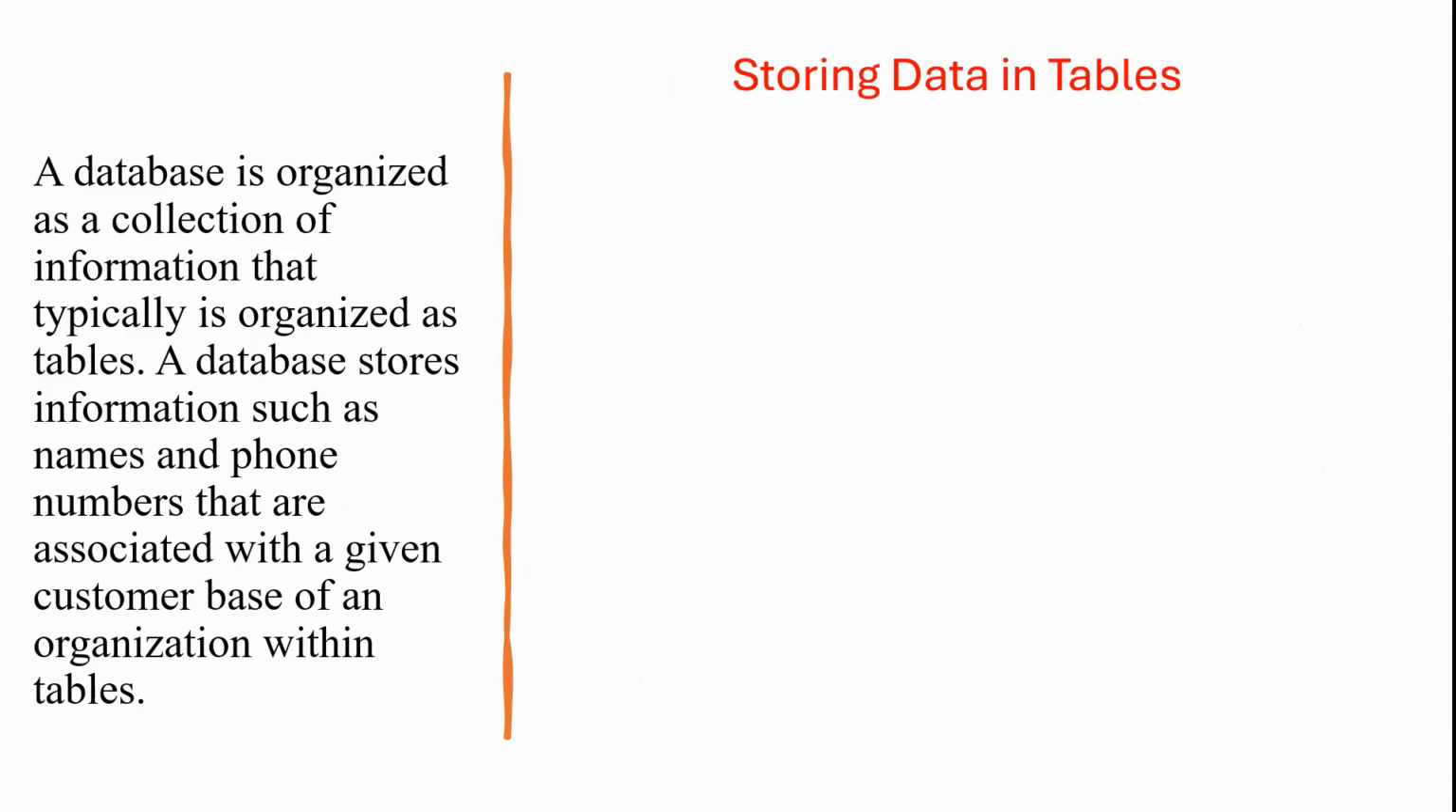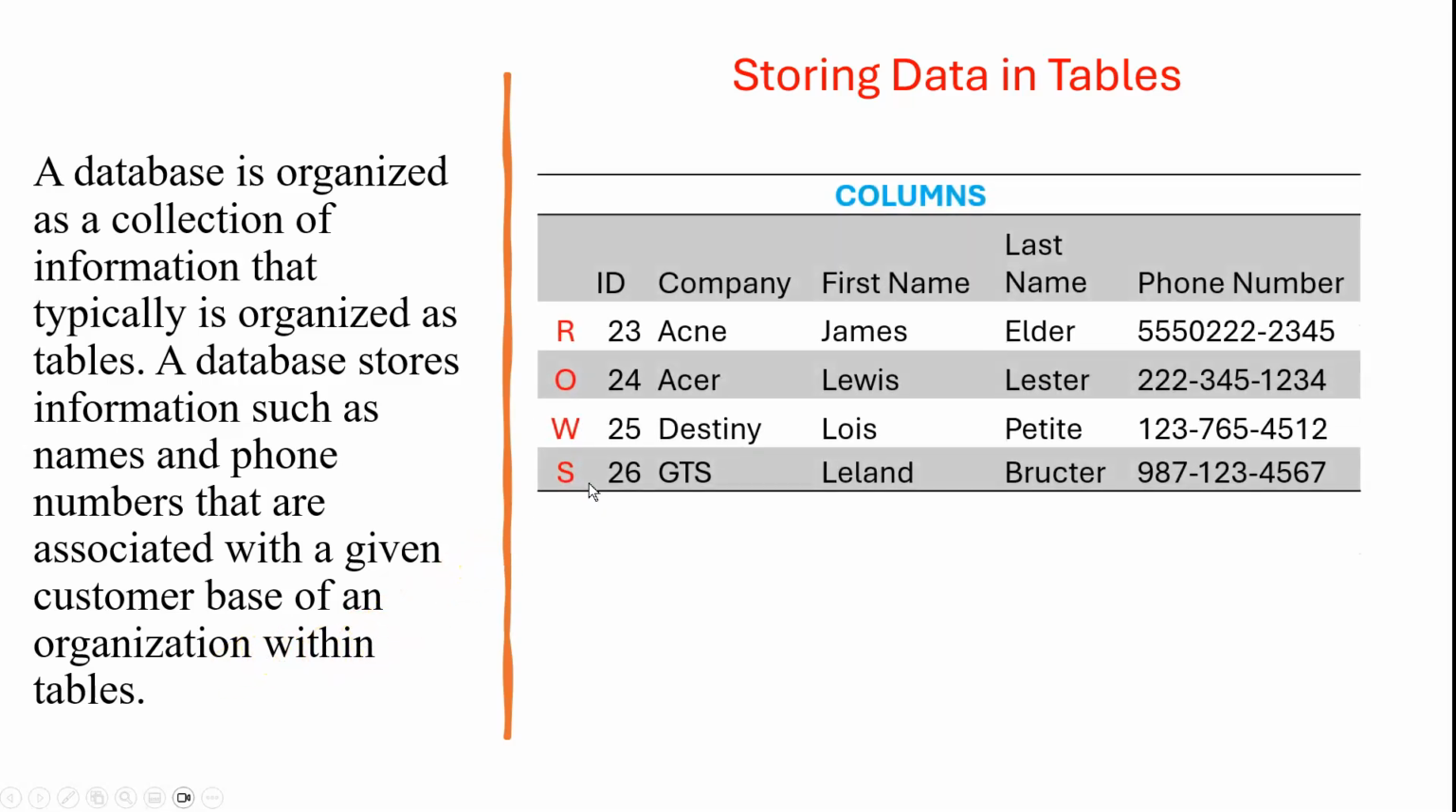Now, we store data in a database in tables. A database is a collection of information that is typically organized as tables. A database stores information such as names and phone numbers that are associated with the customer base of an organization within tables. This is an example of a database table. You've got columns of information and you've got rows of information. The columns of information are called attributes. You've got an ID attribute, a company attribute, a first name attribute, a last name attribute, and a phone number attribute.